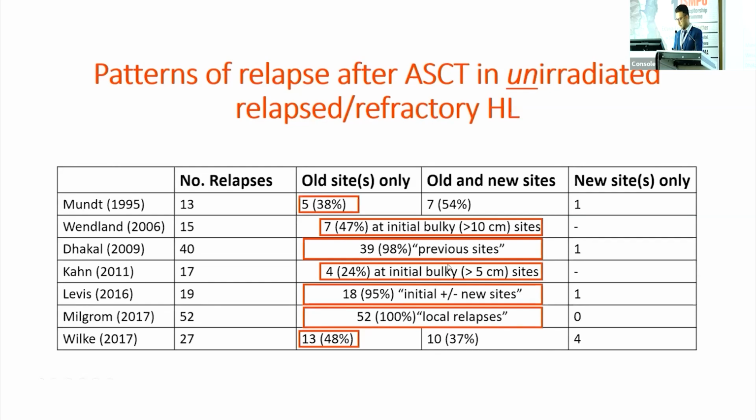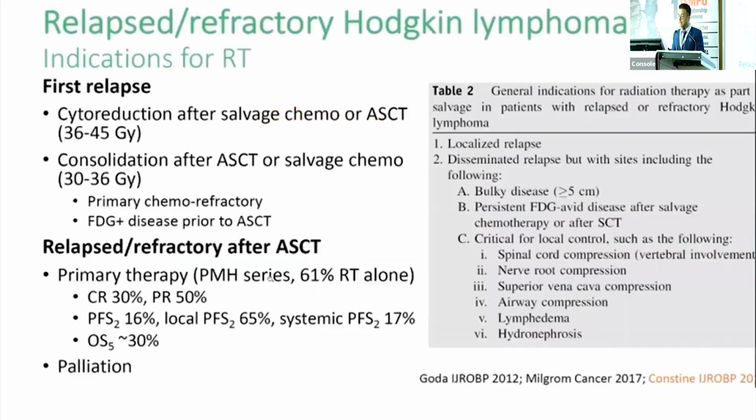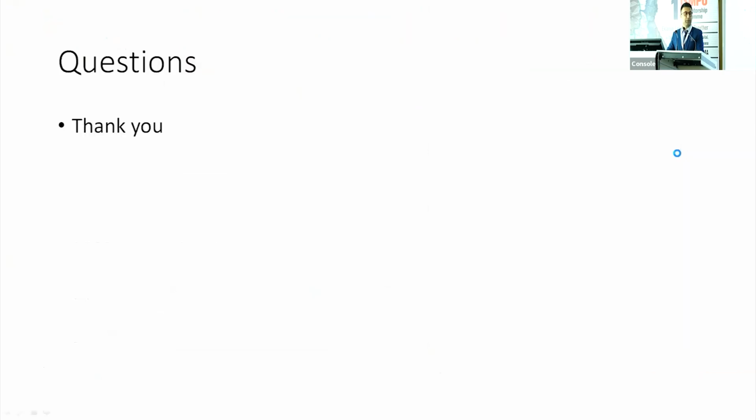For relapsed and refractory Hodgkin lymphoma, my indication for first relapse is 36 to 45 gray for cytoreduction after salvage chemo, or consolidation after the stem cell transplant. And for relapsed and refractory disease, we consider this more of a palliative setting and not a curative setting. So, I'm done.